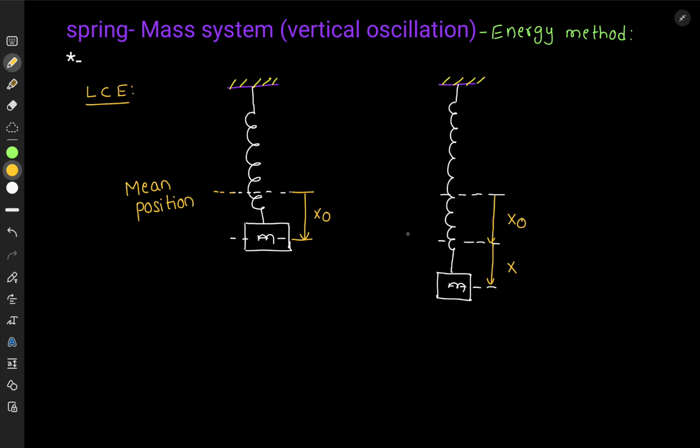If it is extended down, if it is coming down, what will happen? The spring is extended, right? Spring extension means the spring is going to have elastic potential energy. Okay, that is number one. Number two, what is the case when it is going to extend? It is going to store energy.